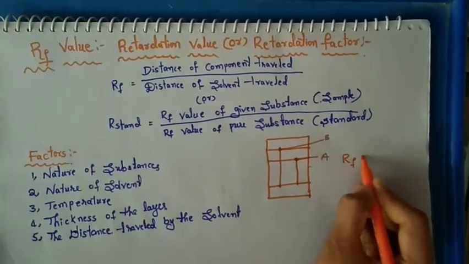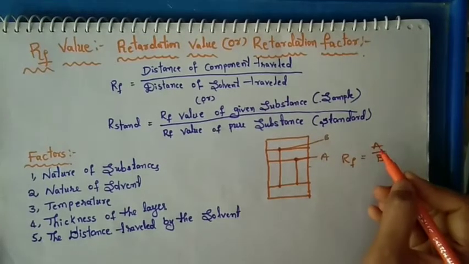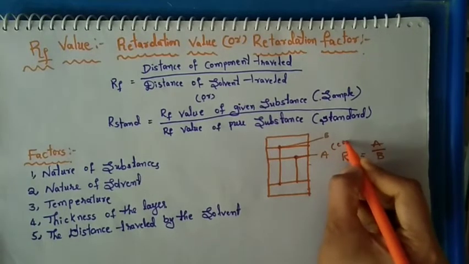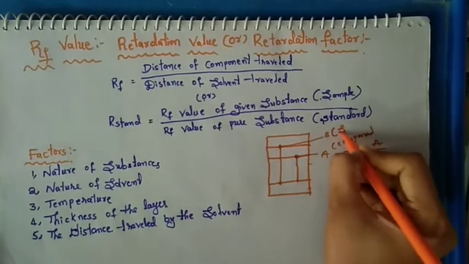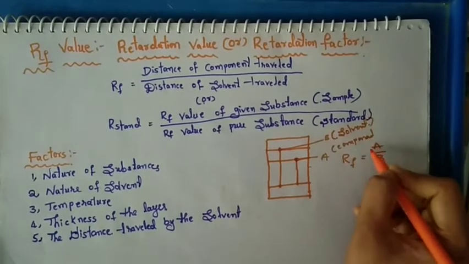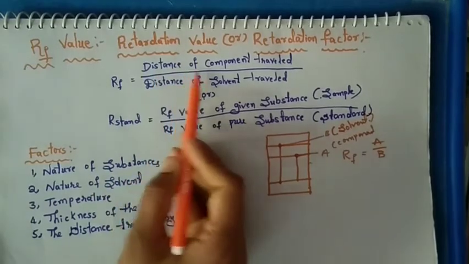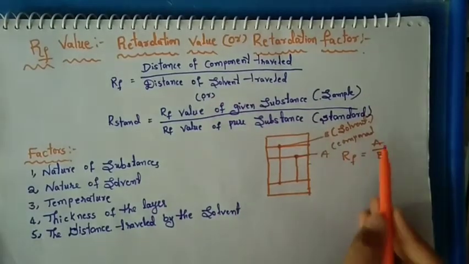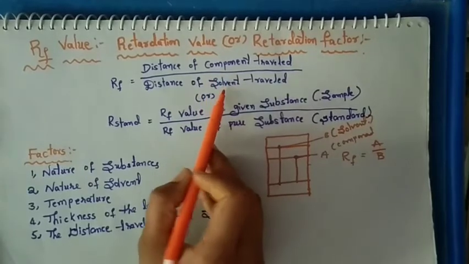So in this, RF is equal to A by B. Simply, if A is the component and B is the solvent, at that time RF is equal to A by B. So simply understand, RF is equal to distance of component travelled by distance of solvent travelled. A is component, B is solvent, that's why component by solvent.